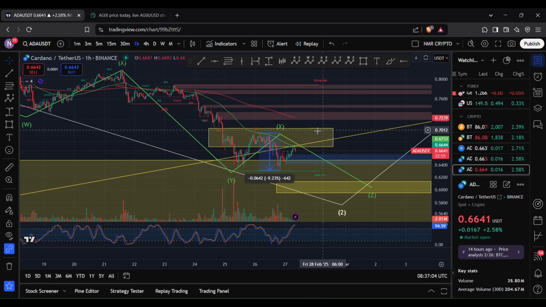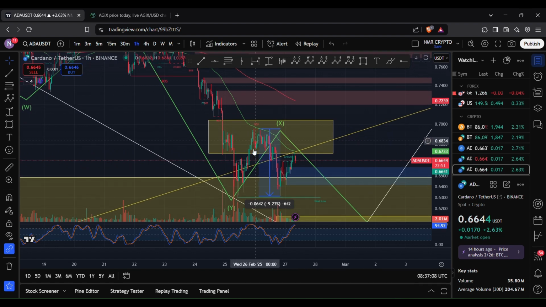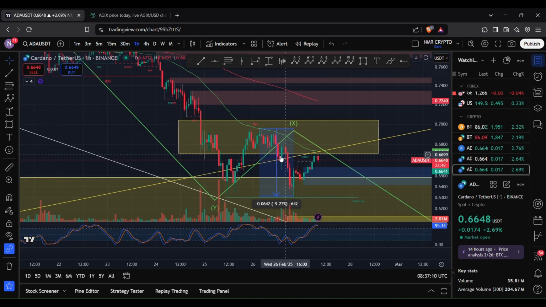Now, we have seen a drop of about 9% to the downside, and during this move to the downside, we have seen ADA retest the 50 EMA level twice, so once here and a second time here, and both times we have seen a rejection and a continuation to the downside where we have retested the 63 cent level.